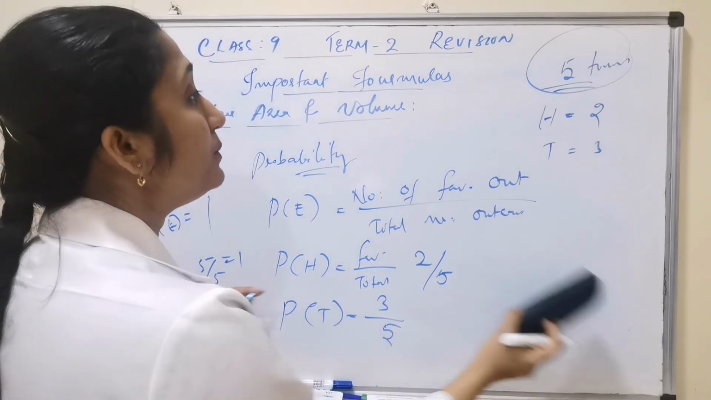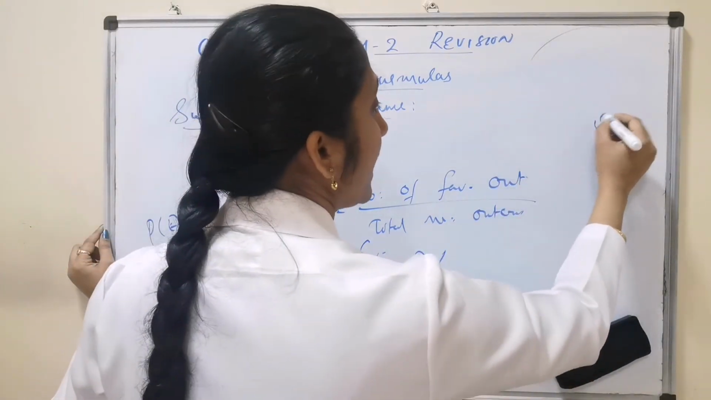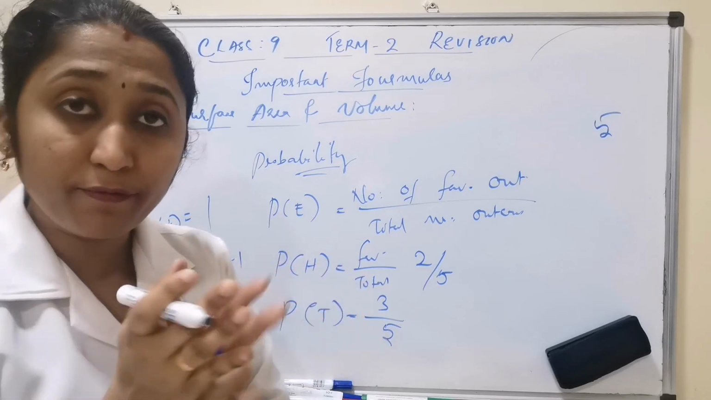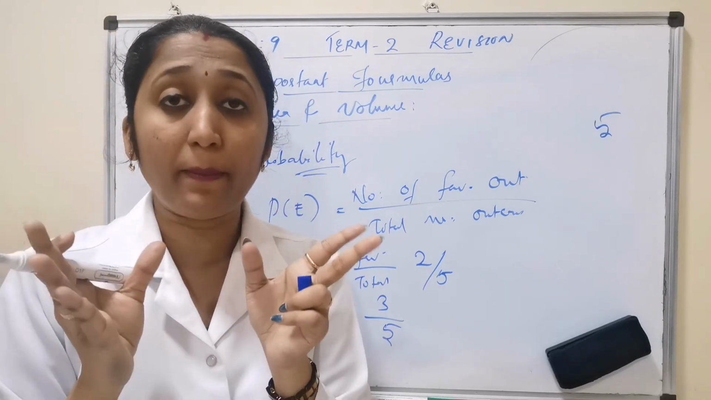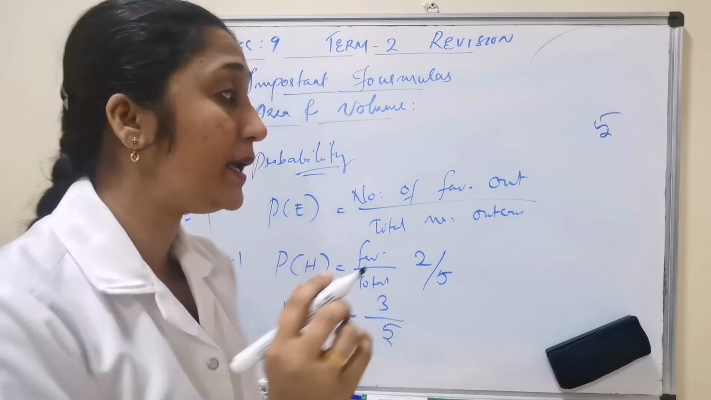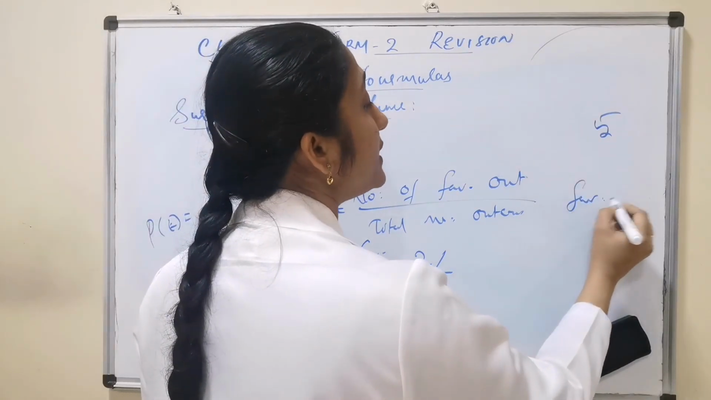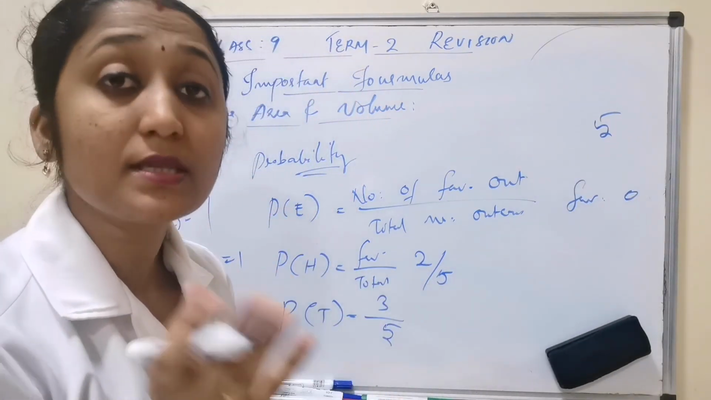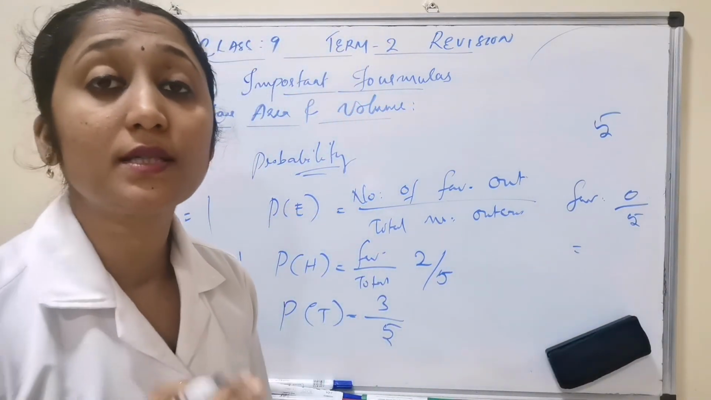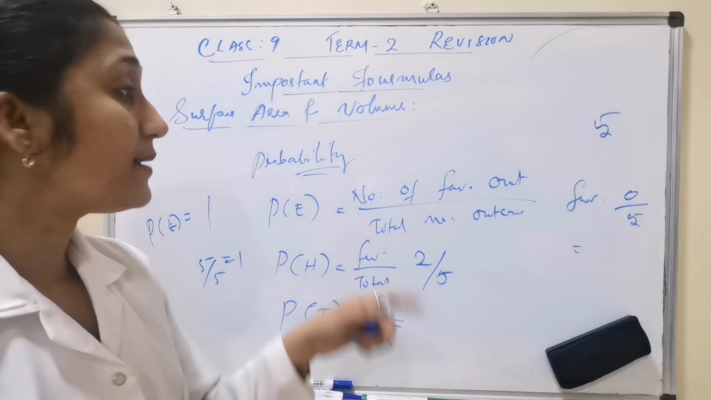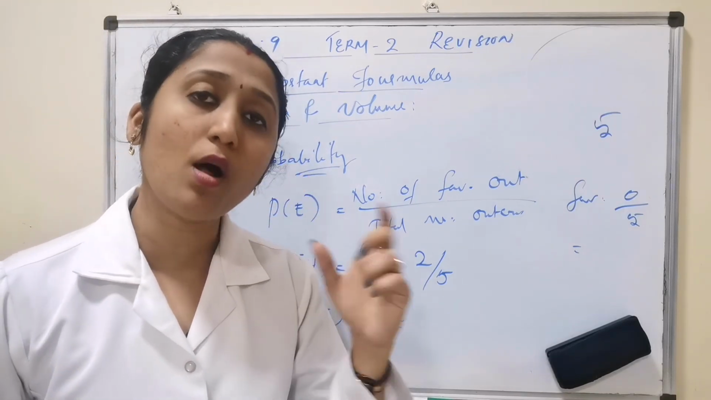Okay. So next, if a coin is tossed 5 times, could it land on a neutral face? That means it would stand on its edge, neither head nor tail. Will it happen? No, it will not happen. The favorable outcome is 0 and the total outcome is 5. So it is called an impossible event. Okay. So these are the important things in probability. So you must thoroughly go through all the formulas.